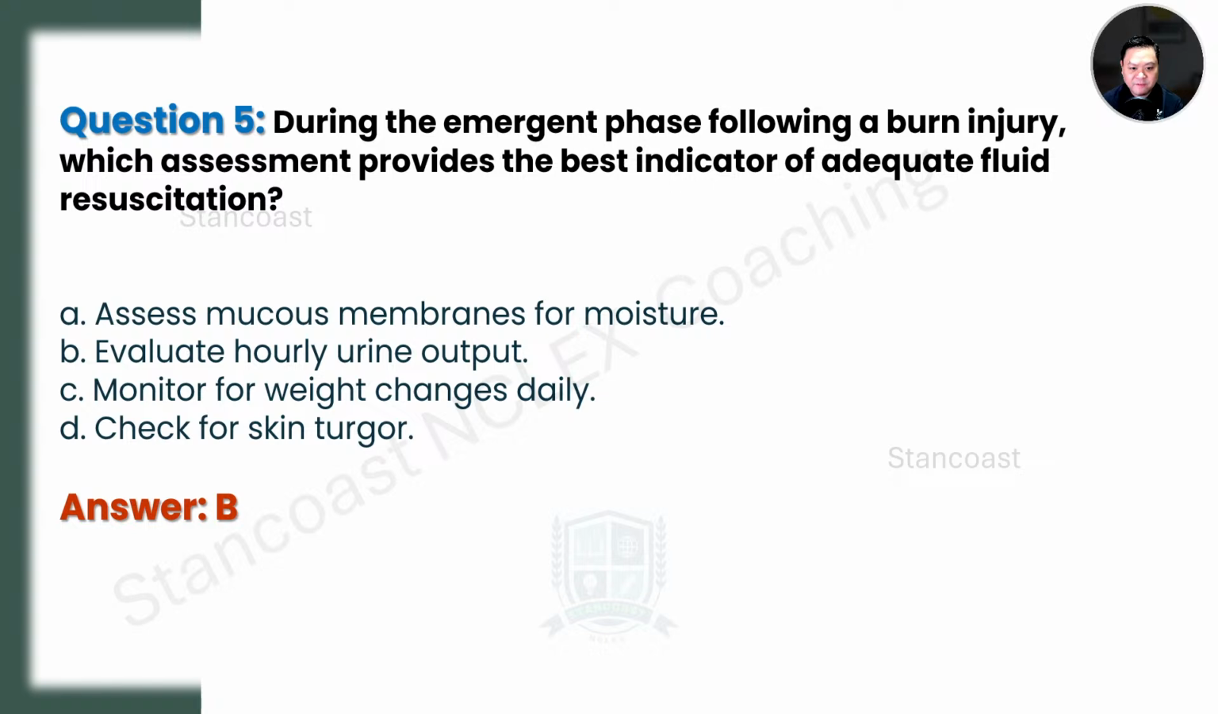Now, if you selected letter C, weight changes can actually fluctuate because of the third spacing and the fluid shifting. So this time, it will be less reliable compared to the hourly urine output. Again, in this particular case, wherein you have the scenario of burns, expect fluid shifting and also third spacing. So monitoring the daily weight changes will not be as reliable compared to the hourly urine output.